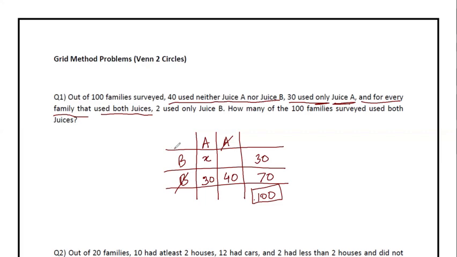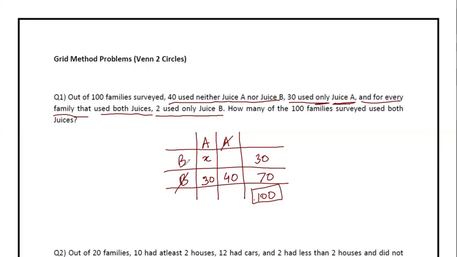Moving on further, and for every family that used both juices, let's say this is X. Every family that used both juices, 2 used only juice B, a very complicated statement. So this is how it can be interpreted: if you earn $1, then I earn $2. So if you earn $2, then I earn double, $4. So it goes that way. So every family that used both juices, 2 used only juice B.